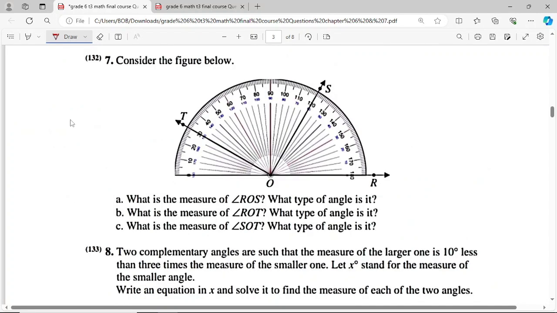Now, question number 7. Consider the following figure. I have a protractor here and there are some angles here. So let's see. What is the measure of angle ROS?